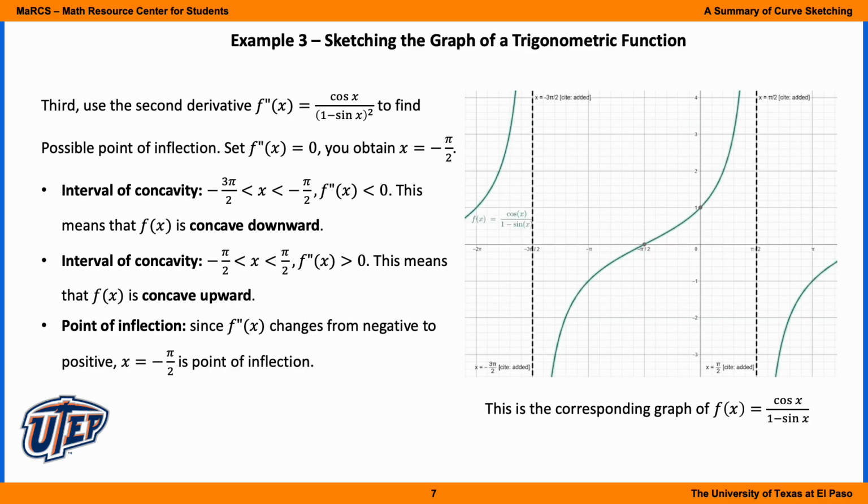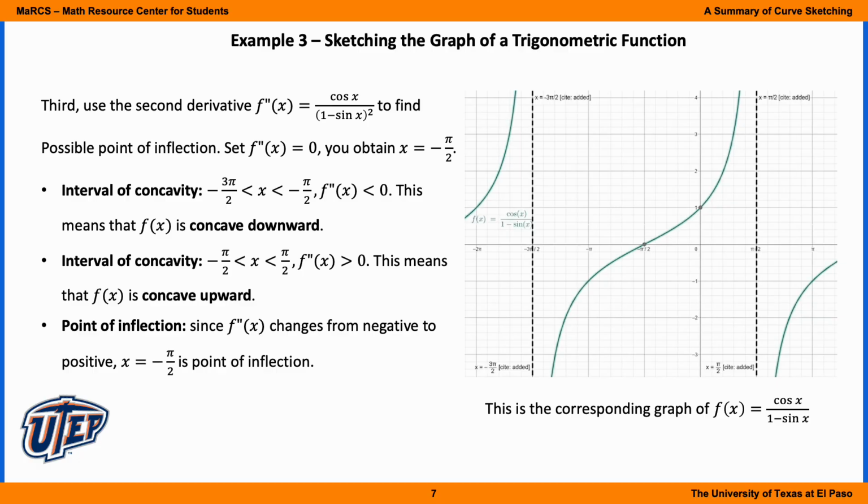So now we can use our second derivative, f double prime of x is equal to cosine of x divided by 1 minus sine of x, raised to the power of 2, to find any possible points of inflection. Setting our second derivative equal to 0, we see that that happens when x is equal to negative pi over 2. So that means we can cut our interval from negative 3 pi over 2 to pi over 2 into two intervals. The first one being from negative 3 pi over 2 to negative pi over 2.